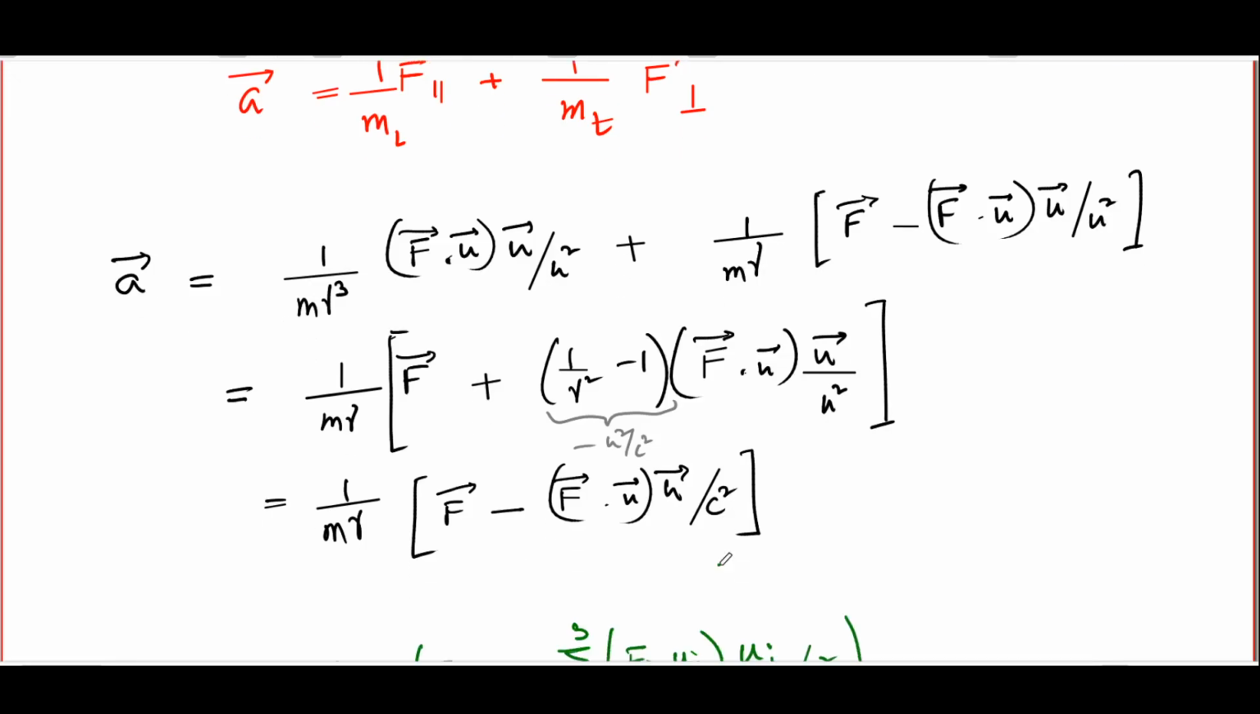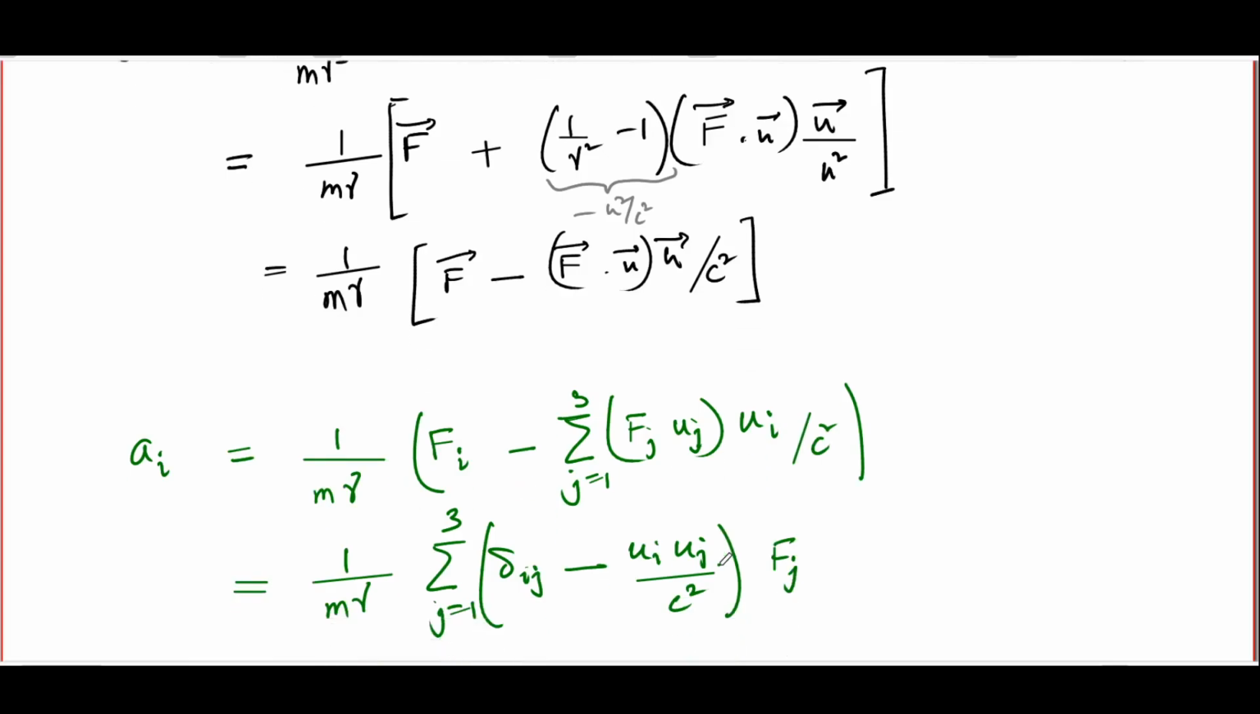And if I write this in terms of components, a_i simply becomes 1 over mγ times f_i minus, once again, f·u is the sum over j from 1 to 3 of f_j u_j, times u_i by c². And now I can write a_i in terms of f_j, that is, we can write an inverse mass tensor (M⁻¹)_ij times f_j, giving you a_i, and that inverse mass tensor actually ends up having a rather simple form. The ijth element of M inverse turns out to be 1 over mγ times (δ_ij minus u_i u_j by c²).